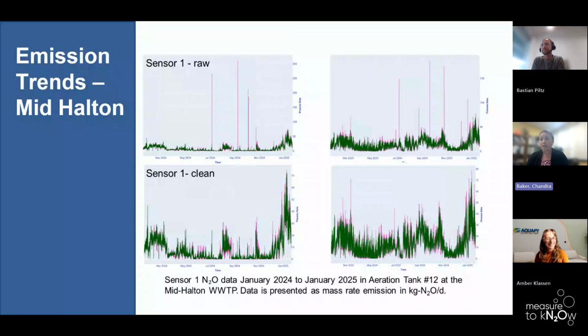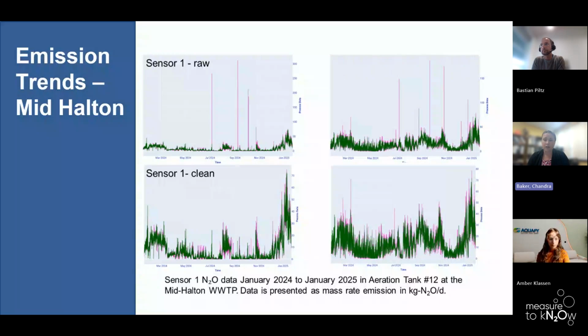So this is some of the data that we've seen from our study over the past year. The top right slide is our sensor 1. We have both the raw data as well as the clean data. The raw data did pick up a lot of the times we were doing calibrations or changes to adjust for temperature. So when we're analyzing the data to determine what our true emission rate is, we want to make sure that data has been cleaned and verified for any outliers.